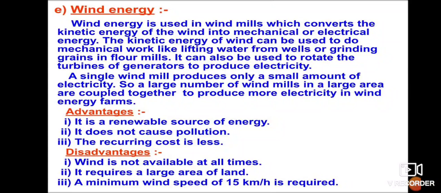A single windmill produces only a small amount of electricity. In hilly regions you have all seen many wind fans, not just one or two, but more than 10 or 20. The number of windmills can be increased, and therefore the production of current also increases. So a large number of windmills established in a large area are coupled together to produce more electricity in wind energy form.